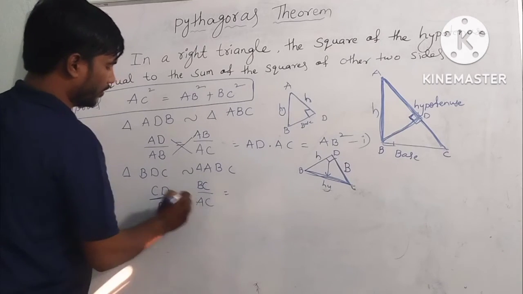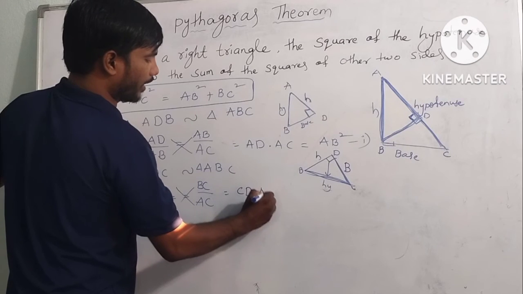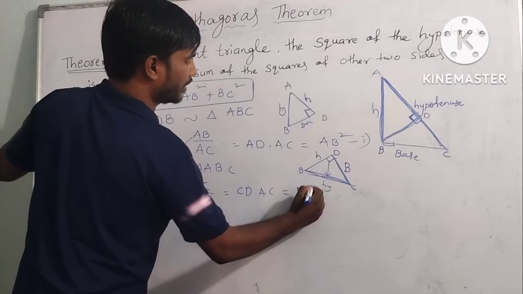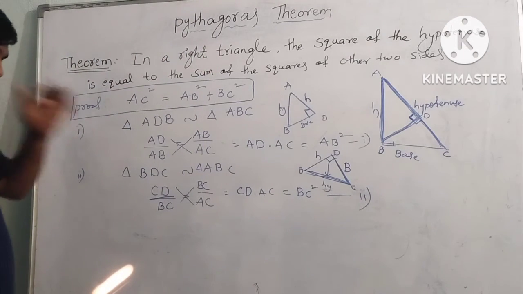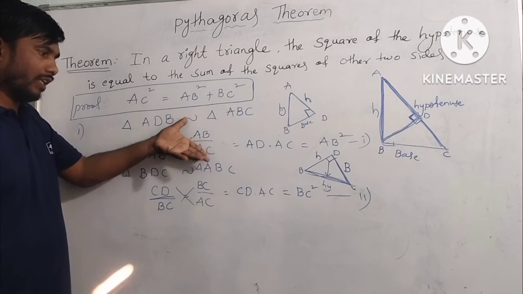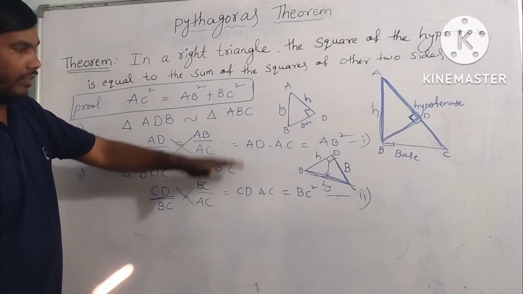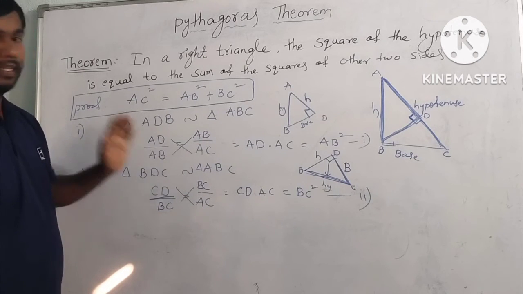Now cross multiplication: CD into AC equals BC into BC, BC square. This is the second equation. If you don't know the similarity rules, it is difficult to find which two sides to take. First, we need to know the similarity rules.